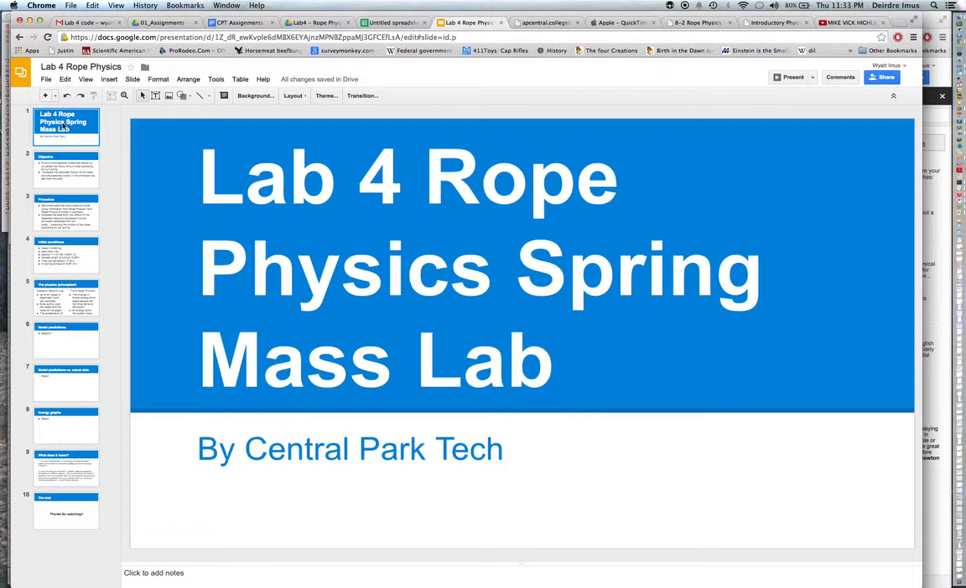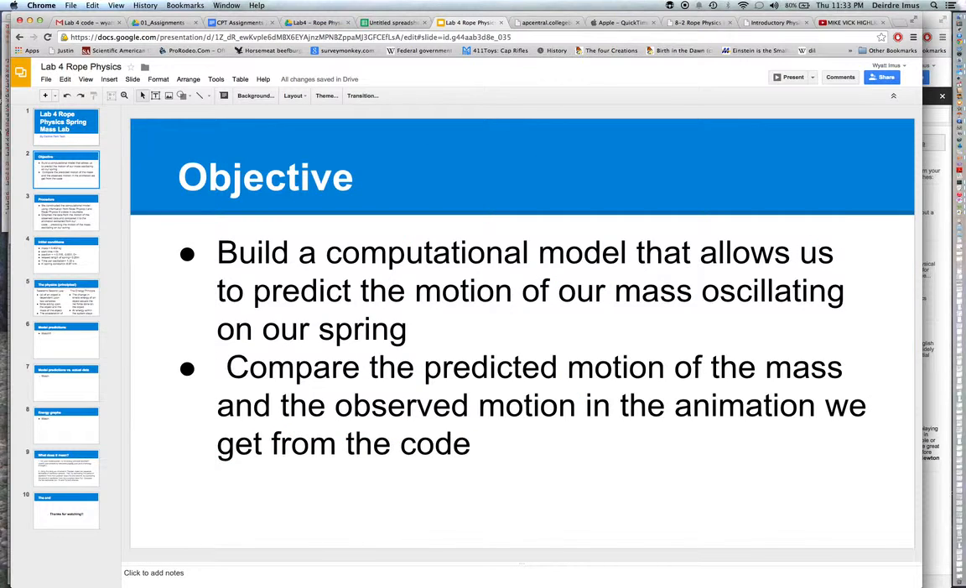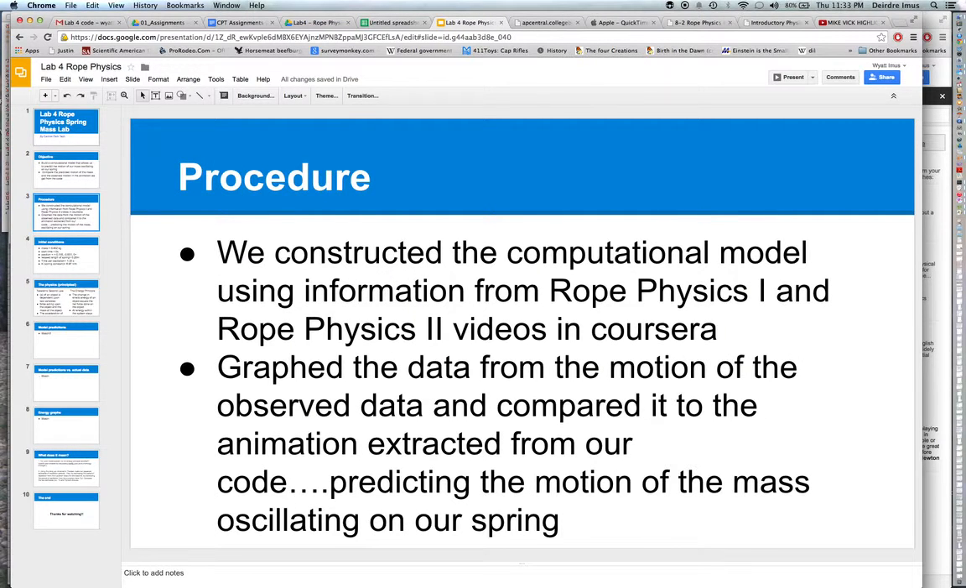Lab 4 Rope Physics Spring Mass Lab by Central Park Tech. Our objective is to build a computational model that allows us to predict the motion of our mass oscillating on our spring. We want to compare the predicted motion of the mass and the observed motion in the animation we get from the code. Our procedure is the following.